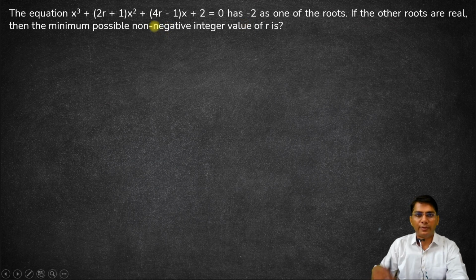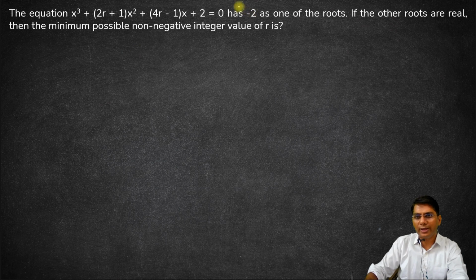Okay, so at first instance you would want to substitute x equals minus 2 here and figure out the value of r. But what you'll realize is that r will get cancelled out. You'll get 0 is equal to 0 effectively. So that's not how you can calculate the value of r. Fine.